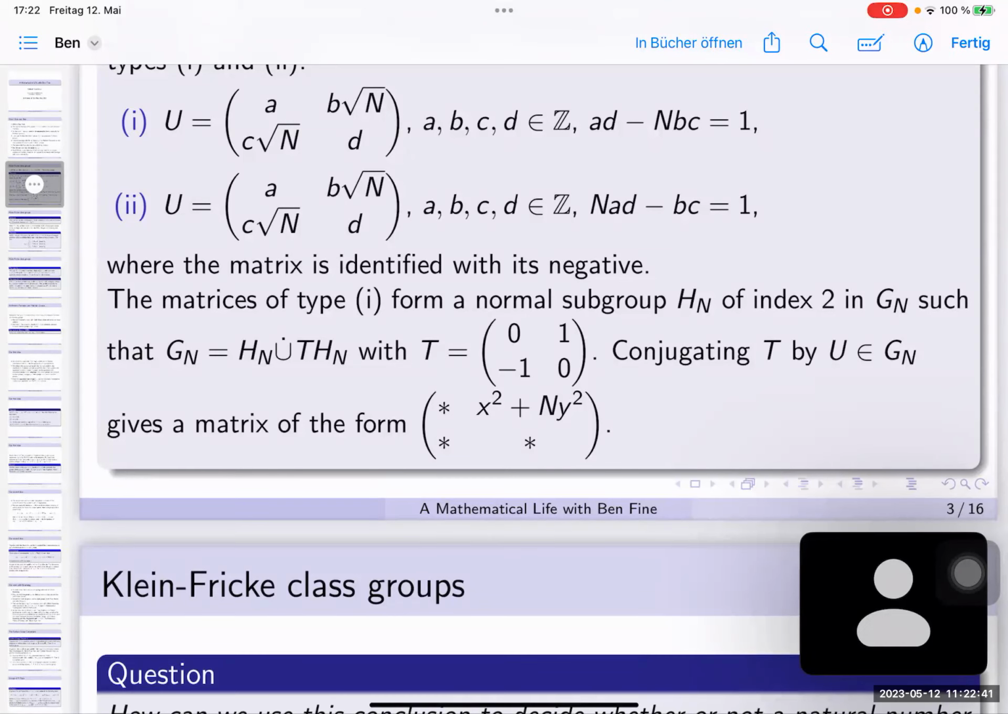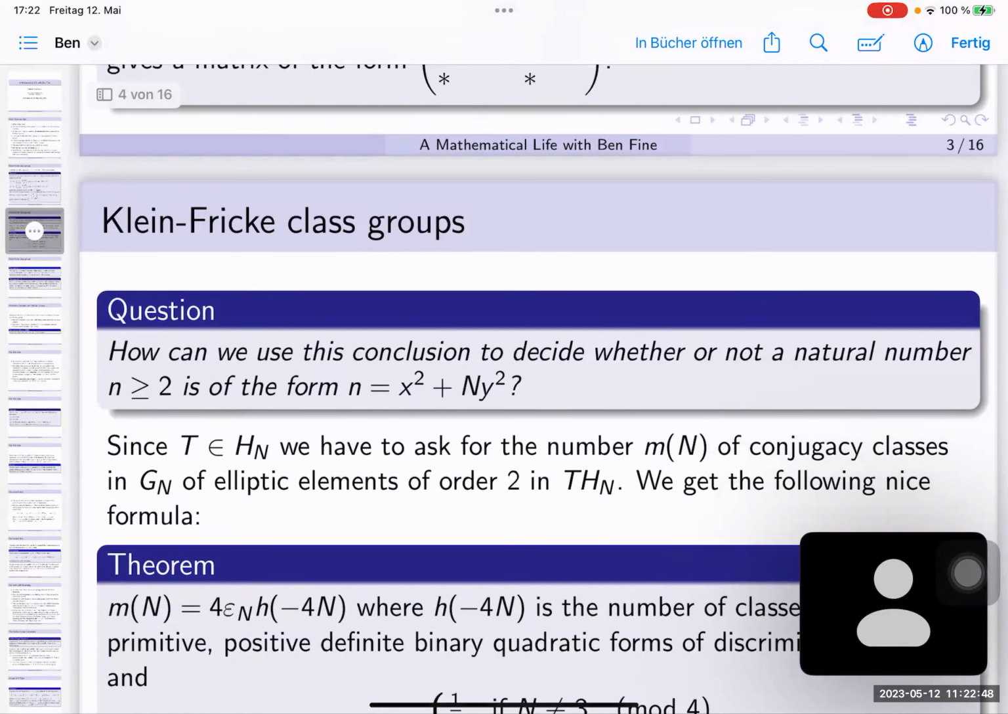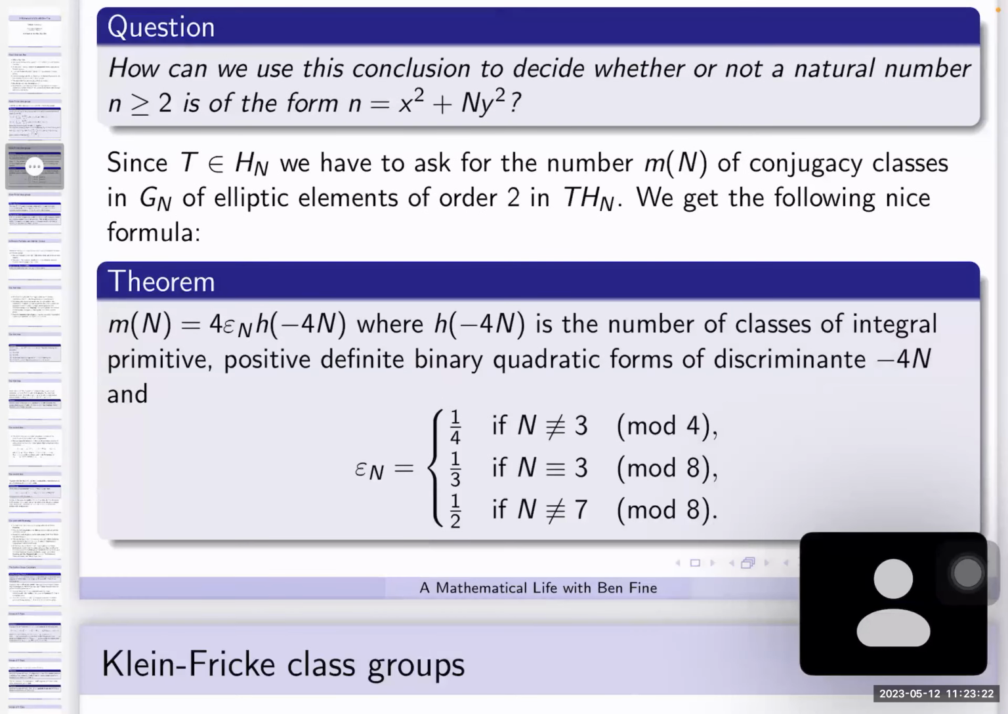So what is there? You see x squared plus y squared. The question is, how can we use it to describe numbers of the form x squared plus ny squared? We have to ask for the conjugacy classes of G_n of elliptic elements of order 2 in the cosets T H_n. So we got the following nice formula: the number of conjugacy classes is given by epsilon n times the class number of minus 4n, and epsilon n is given by these values here.